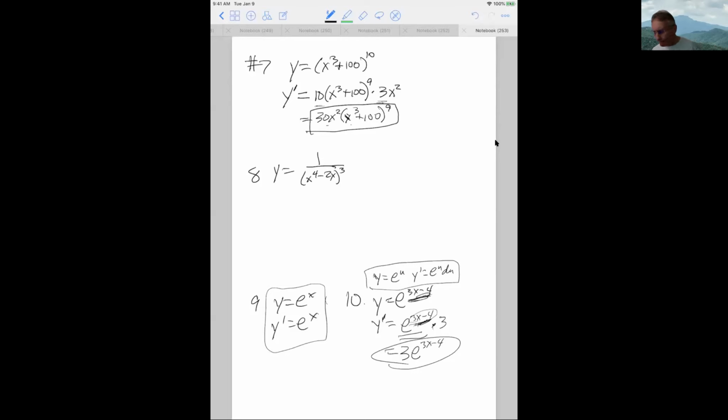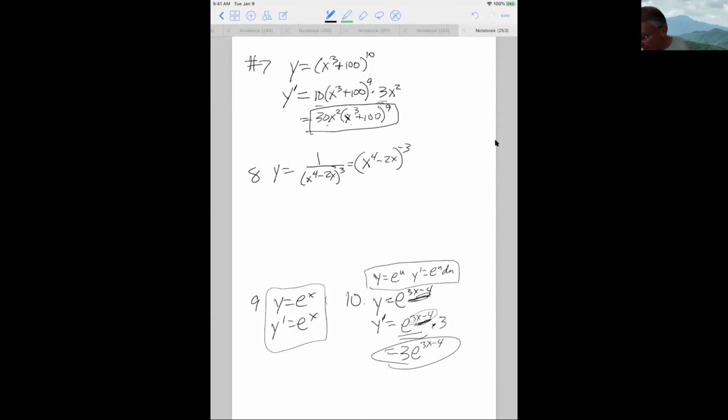Okay, look at number 8. Notice it's in the denominator, so there's some simplifying I can do before I take the derivative. You could use the quotient rule on this, and you would get the same answer, but it's easier to just make it a negative exponent and go with that. So I'm going to rewrite this as x to the 4th minus 2x to the negative 3. All right?